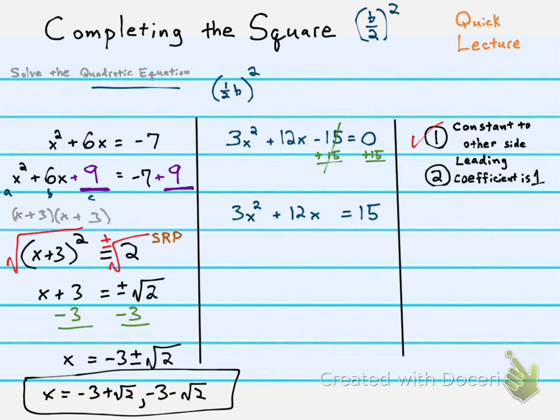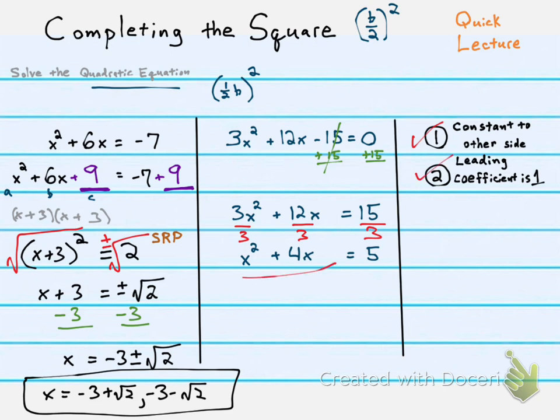Now, the leading coefficient is not 1. You can see here that it is 3. So we're going to divide all of our terms by 3. The reason we do that is because 3 over 3 is now 1. Sometimes when you do this, you'll end up with a fraction here or a fraction here, and that's fine. In this case, this is nice. We just get x squared plus 4x equals 5, no fractions.